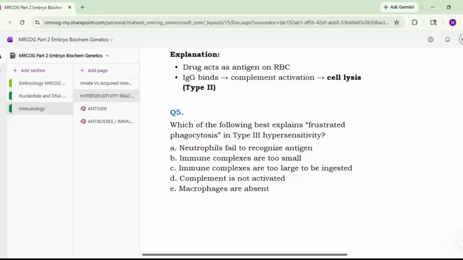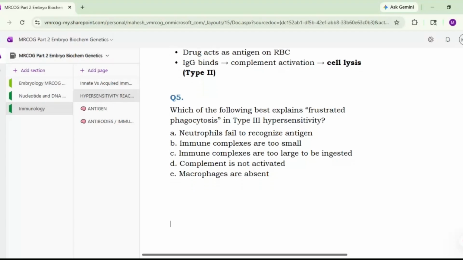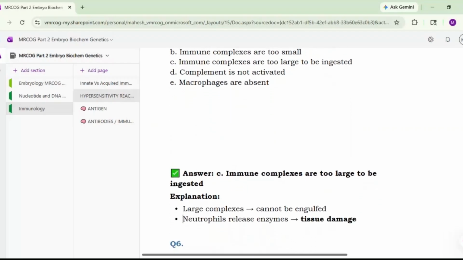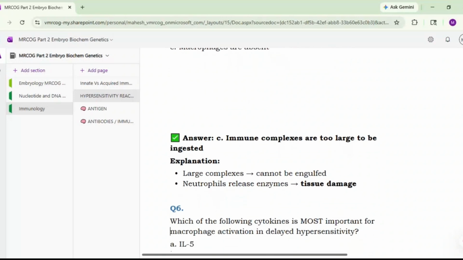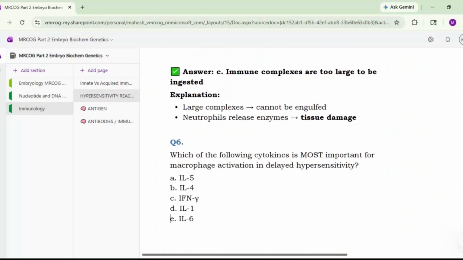Sir, option C, immune complexes are too large to be ingested. Yes, immune complexes are too large to be ingested. So large complexes cannot be engulfed. Neutrophils release enzymes that lead to tissue damage.